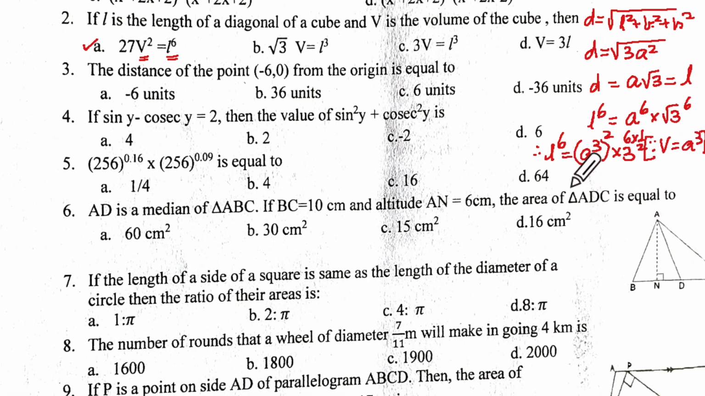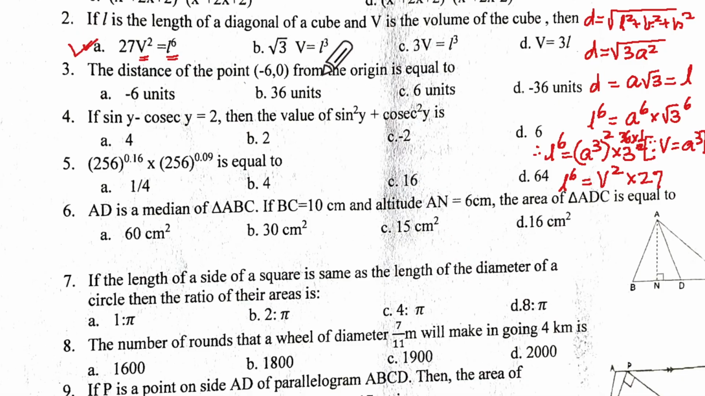Understood this step? Yes, ma'am. L to the power 6 is equal to A cube, means V square, multiplied by 3 to the power 6 times half. So 2 goes 3 times here, right? So 3 cube means it will be 27. Can you see now this is the correct option?